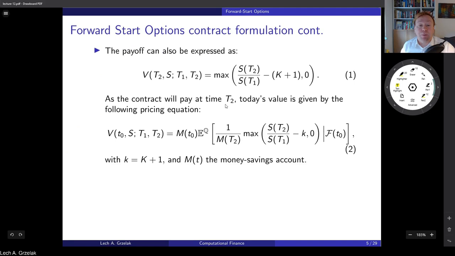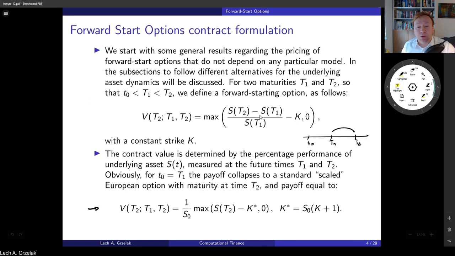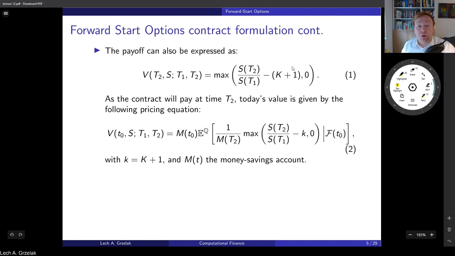Okay, we can also redefine slightly the payoff. So you see that here we have ST2 minus ST1 divided by ST1. Obviously, we can just separate this, so it will be ST2 divided by ST1 minus 1 minus strike. So this could be reformulated in this way. And then once we talk about pricing, we need to calculate expectation. So it's an expectation under the risk neutral measure of the future payoff discounted to today.